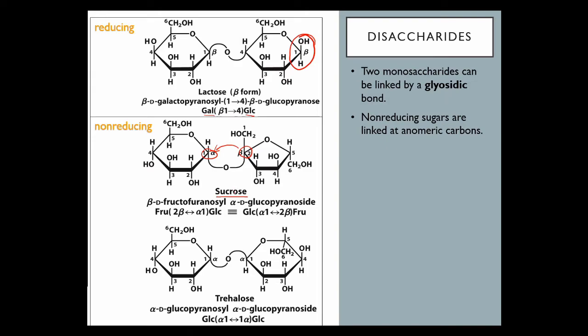Whereas sucrose is a non-reducing sugar because both of its anomeric carbons, the number 1 carbon of glucose and the number 2 carbon of fructose, are connected to each other, and so can't participate in a reduction. So sucrose and trehalose also would be non-reducing sugars. That's all that means. It affects how they can be detected, but it's also just another way of classifying disaccharides.